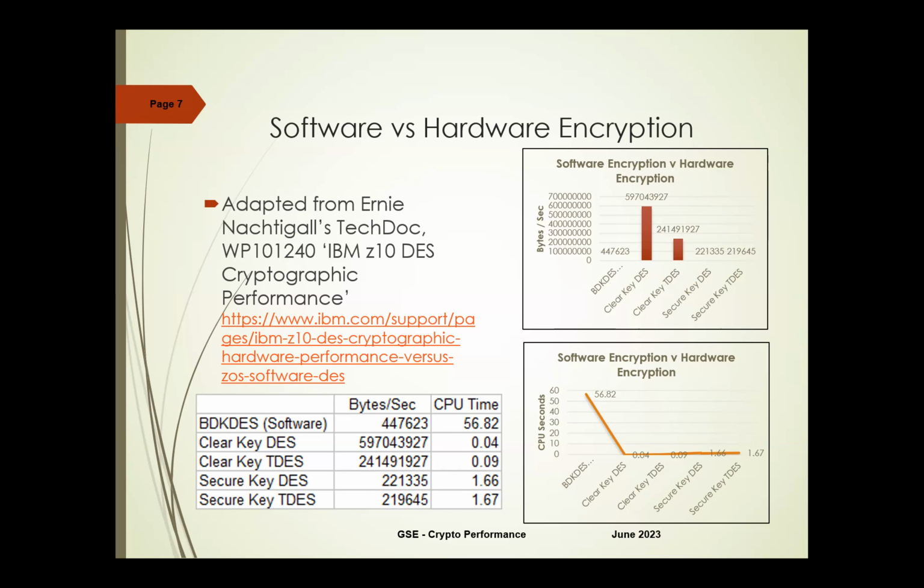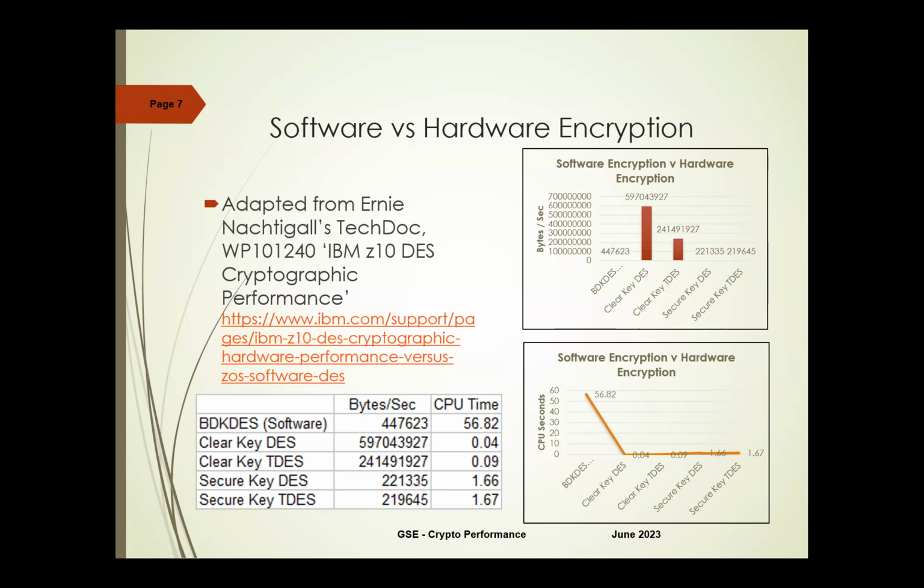Then he did the same thing using triple DES, and with triple DES, you're just executing DES 3 times. The throughput didn't drop to a third, but it was about half of what it was with single DES encryption, and still the CPU time was only a little bit higher.